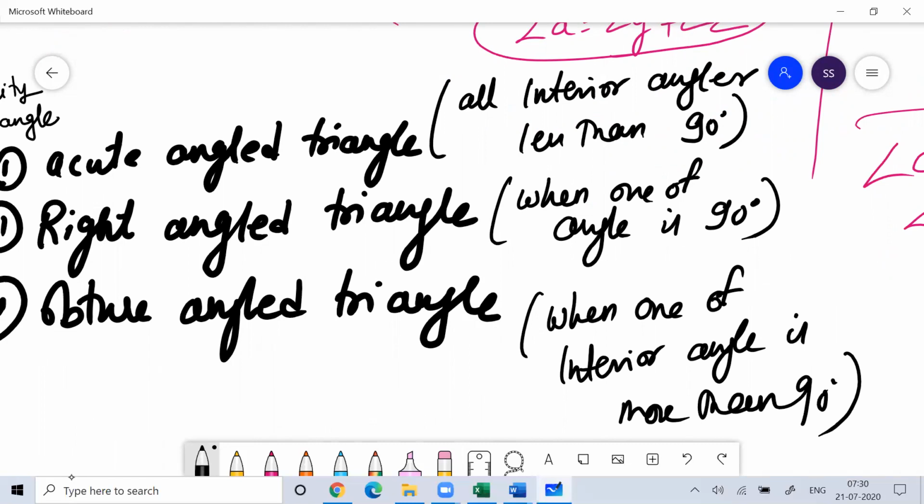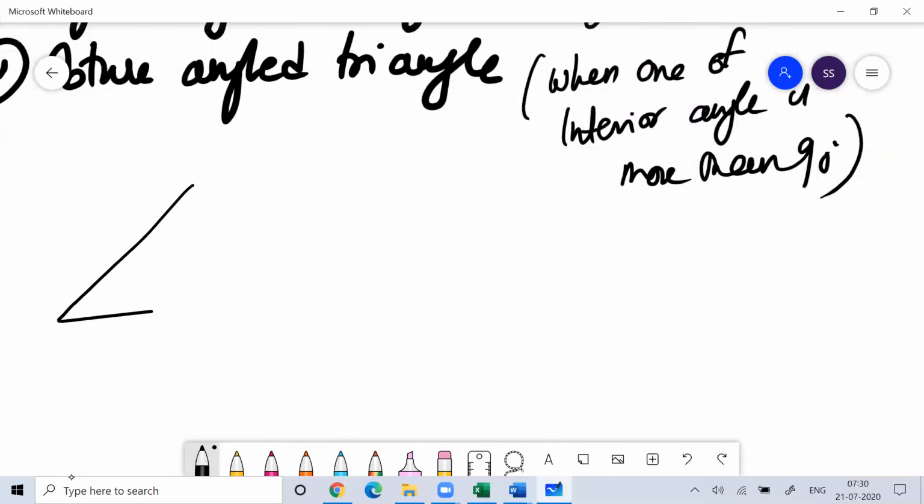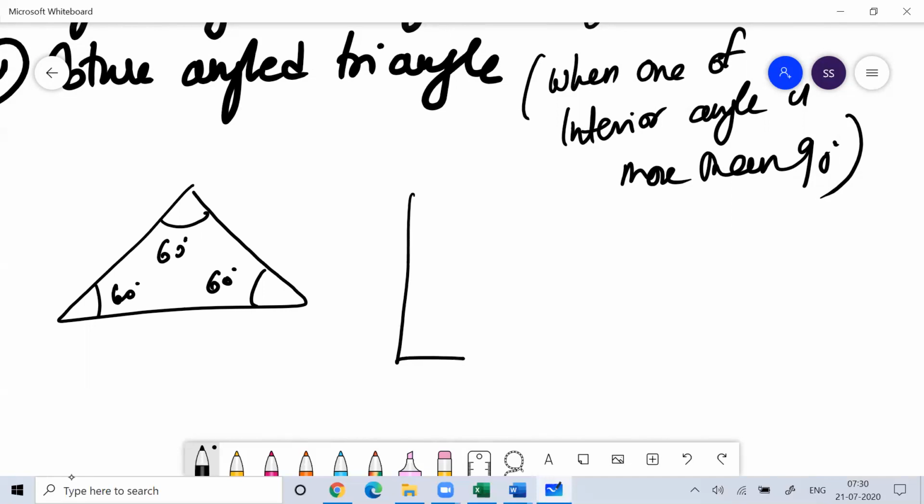So if this is an acute angle triangle where all angles are acute, maybe this equilateral triangle is an acute angle triangle. Whenever we talk about an equilateral triangle, it is an acute angle triangle, while this is a right angle triangle, where one of the angles is 90 degrees.